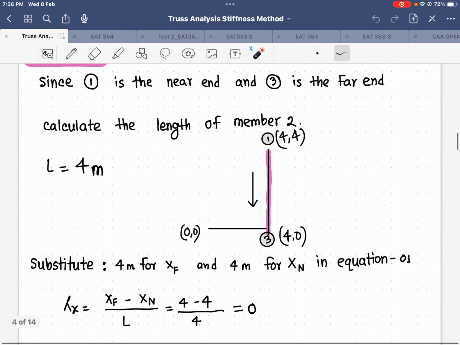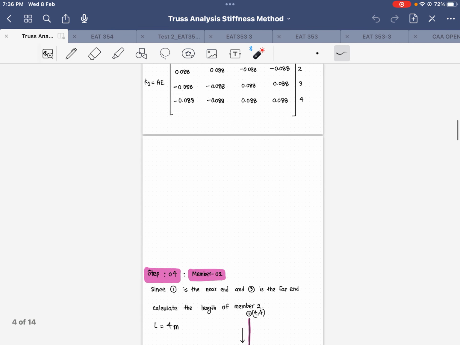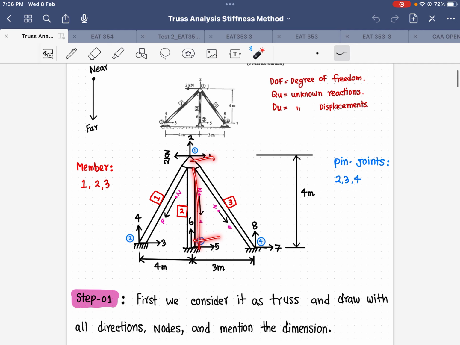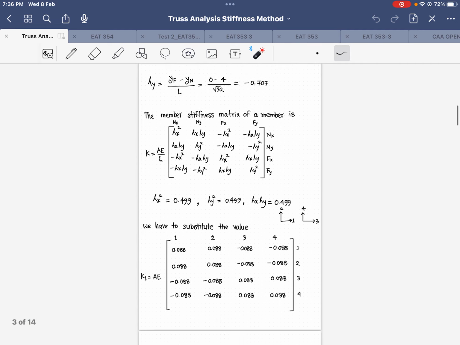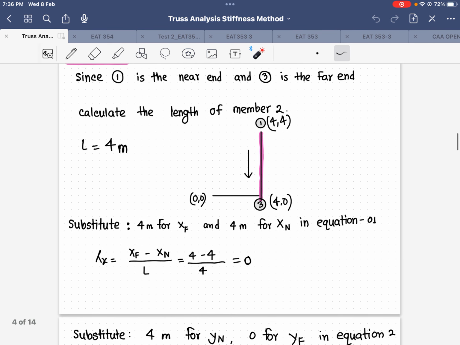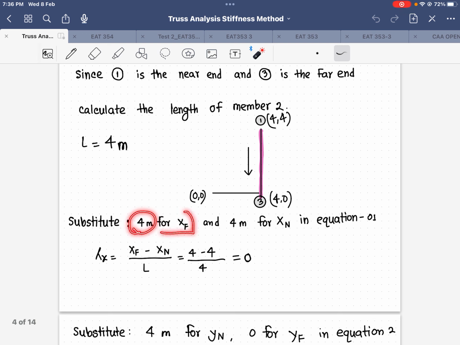Here also I just find the length. In this case we directly get the length, 4 meter. Why do I get this 4 meter length, and from where? You see this is the length, 4 meter. Already I got the length, so in the same way I will follow the 4 meter for the far x, and the 4 meter for the near x.